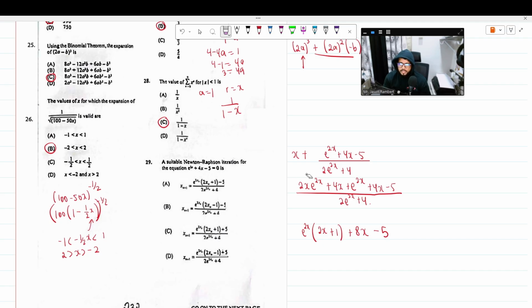Oh no, my bad. It's a minus here. So we're going to get minus 4x and plus 5. My mistake. So we minus 4x and the 4x goes away. And we're going to get e to the 2x into 2x minus 1. e to the 2x into 2x minus 1 plus 5. So 2x minus 1 plus 5, the only answer that corresponds to that is D.